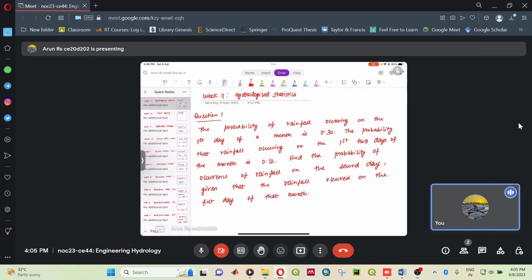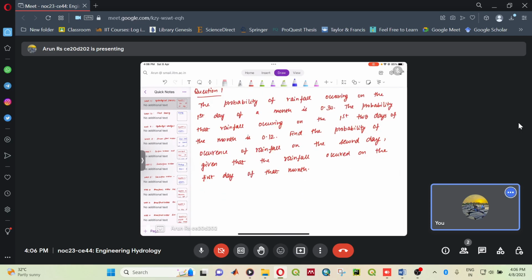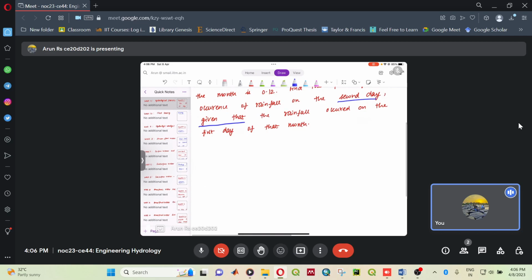So this is the question number 1. The probability of rainfall occurring on the first day of a month is given as 0.3. And the probability that rainfall will occur on the first 2 days of the month is 0.12. Now we need to find the probability of occurrence of rainfall on the second day, given that the rainfall occurred on the first day of the month. So here what we need to notice, here we need to find the probability on the second day, given that the rainfall has occurred on the first day, which means we need to use the conditional probability in this question.